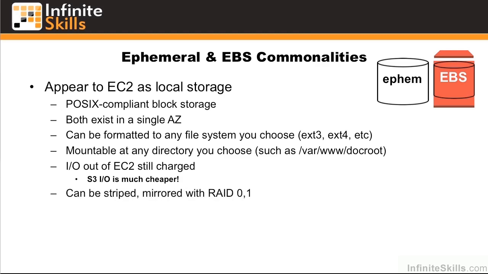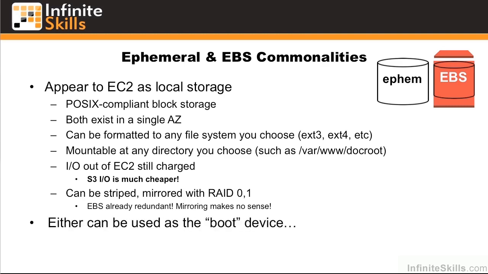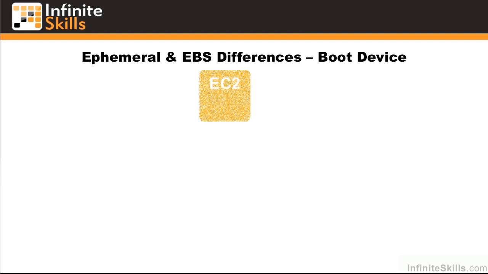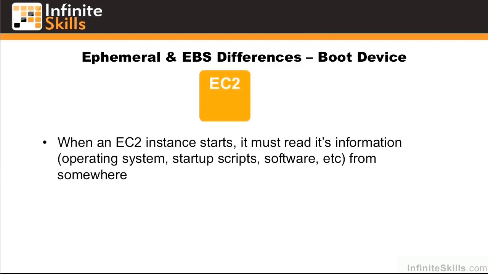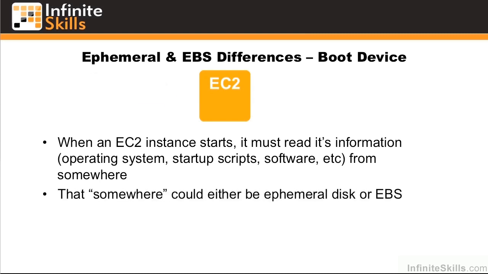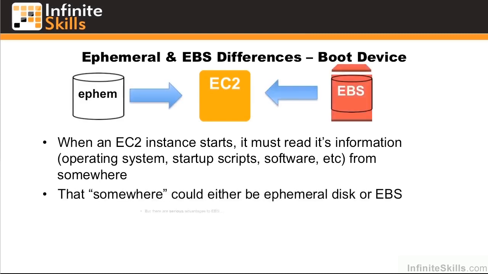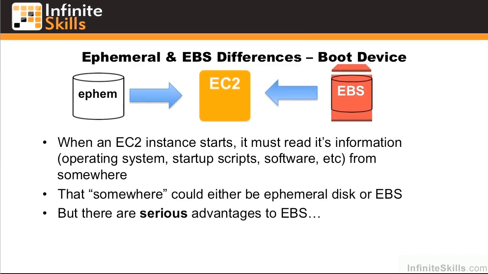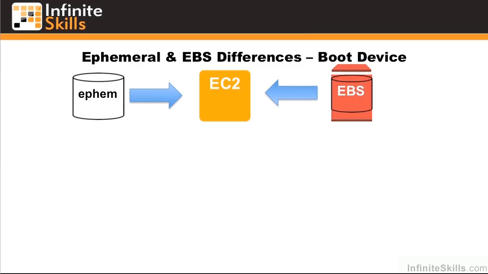They can be striped and they can be mirrored with RAID 0 and 1. But in the case of EBS, the disks are already redundant. Mirroring makes no sense, but striping may. Either can be used as the boot device. When we talk about a boot device, we're saying that when an EC2 instance spins up, it has to read its information from somewhere. That somewhere could either be ephemeral disk or EBS. But there are very serious advantages to using EBS for the boot drive. Let's look at some of these.